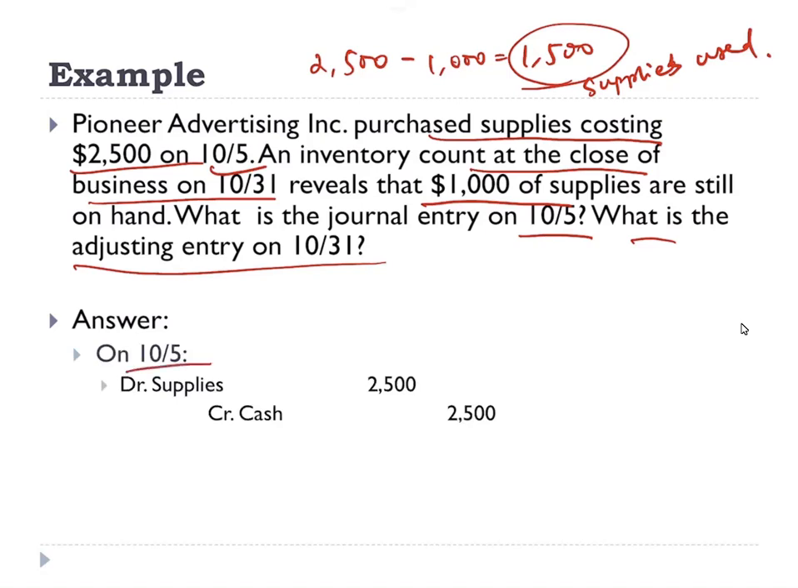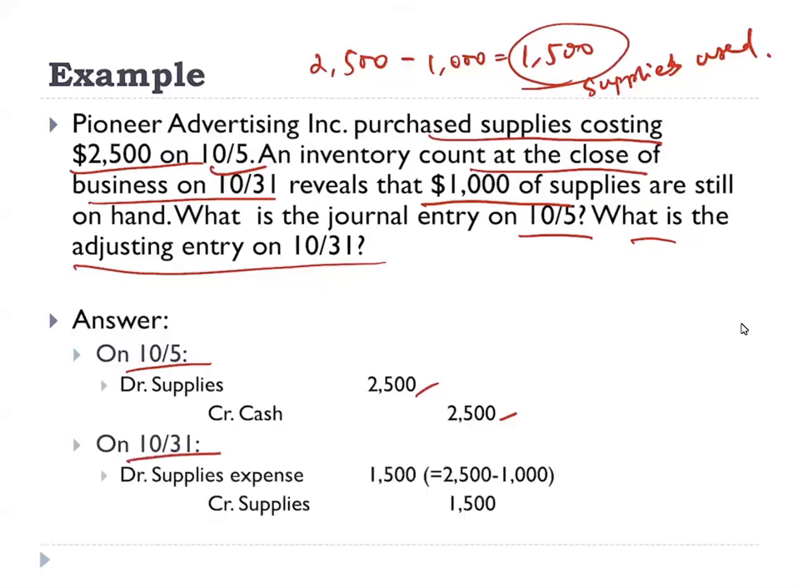So the journal entry on October 5th when the firm purchased the supplies: the firm spent cash $2,500 and supplies increased $2,500. At the end of the month, the firm finds out that it has used 1,500 supplies. So that is an expense for the firm. We debit supplies expense for 1,500 and we credit supplies for 1,500. And this journal entry is an example of our adjusting entry.